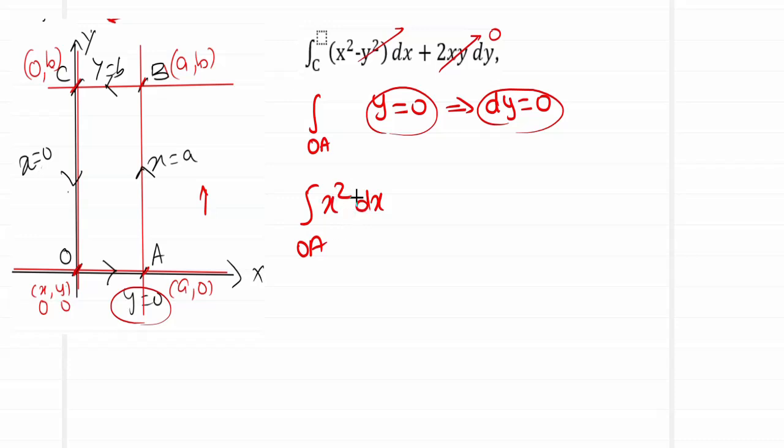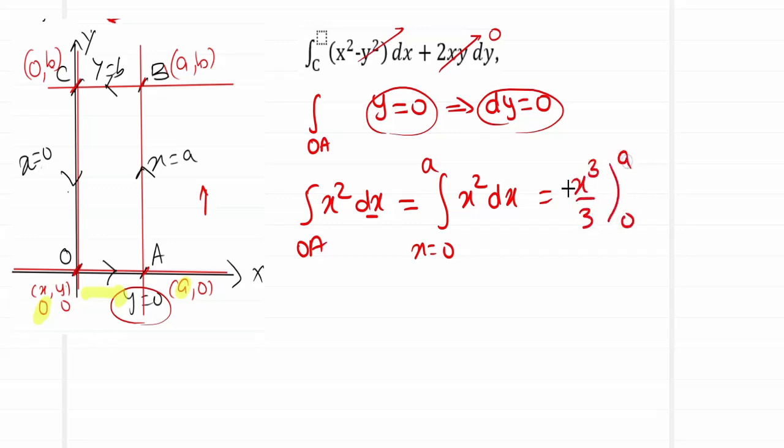Now what is the variable of integration? The variable of integration is x. Let us fix the limit for x. My x begins with 0, it moves in this direction and ends with a. So x varies between 0 to a. If I integrate x square, it becomes x cube by 3 between the limits 0 to a, and hence I have the answer as a cube by 3. My first line is done.